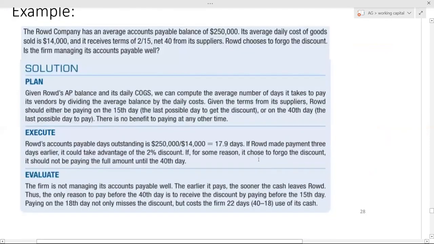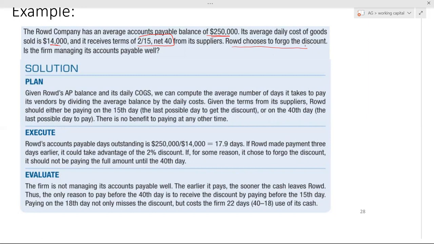So now let's take an example. Our company has an average account payable balance of 250,000. Its average cost of goods sold is 14,000. Okay, and it receives terms of 2/15 net 40 from suppliers. The company chooses to forego the discount. Is the firm managing its account payable well? So it means the company is not interested in the discount period. We need to see whether the company is doing well or not.